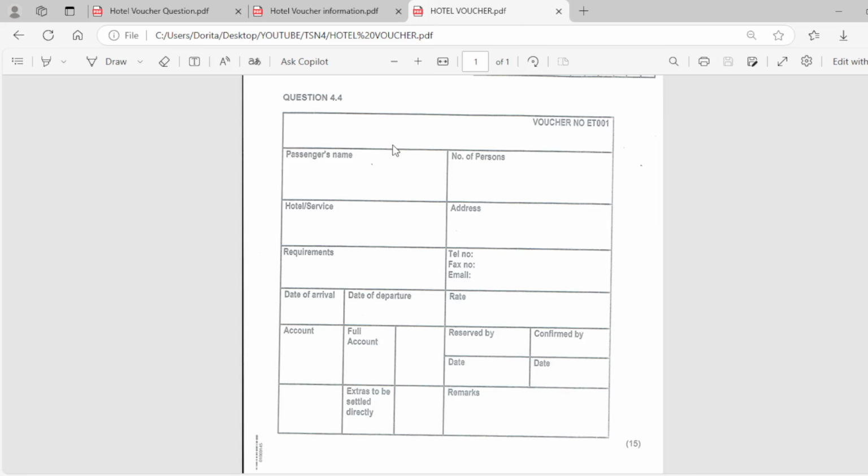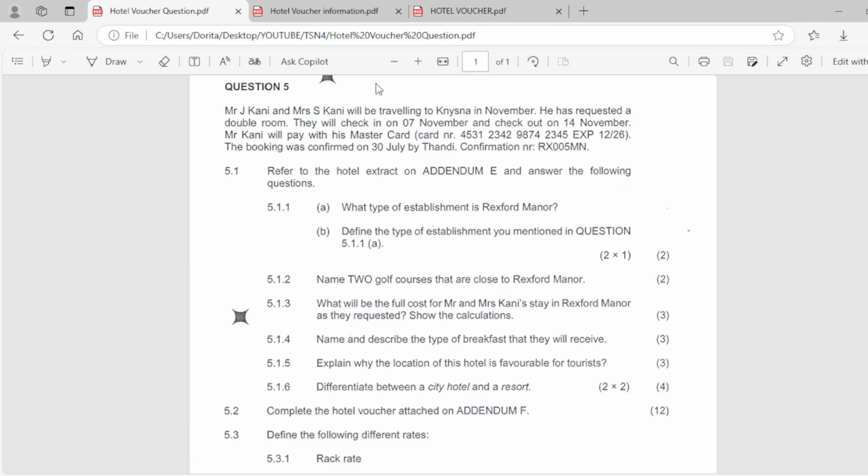Okay, so how do we fill it in? You start at the top, you work your way through the information, and you fill it in line by line. The first thing that we see is it says Mr. J. Carney and Mrs. S. Carney will be traveling to Knysna. So we know that it's 2 people. He requested a double room. Double room is important. They will check in on 7 November, check out on 14 November. This gives us the amount of nights that they'll be staying.